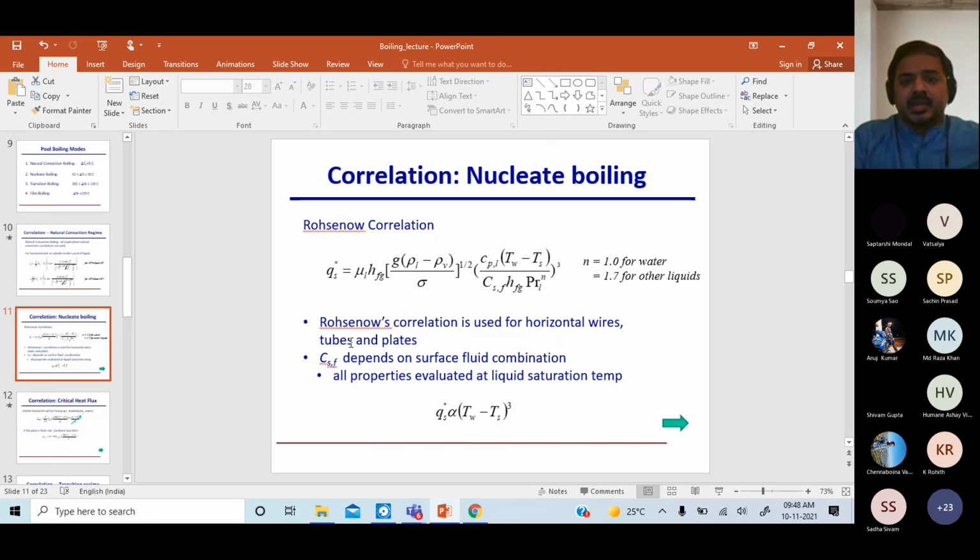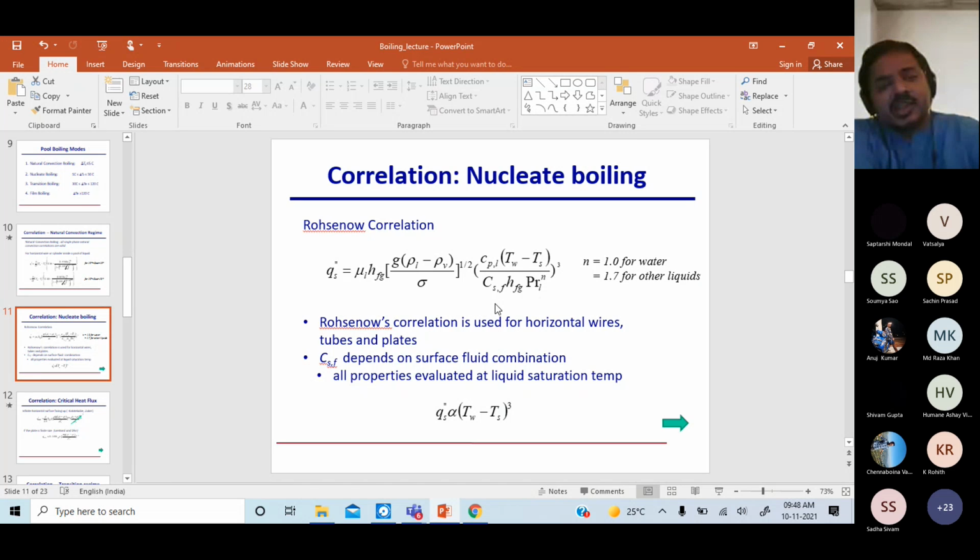Okay. Then Cp, the specific heat of the liquid, times this temperature difference. Then h_fg, that has to be there. Then the Prandtl number of the liquid, and then this is, you can say, the tuning parameter also. It is C_sf. It's some kind of a constant which depends on the surface and the fluid combination.